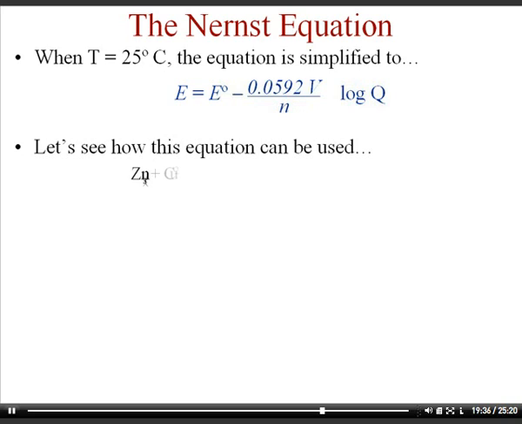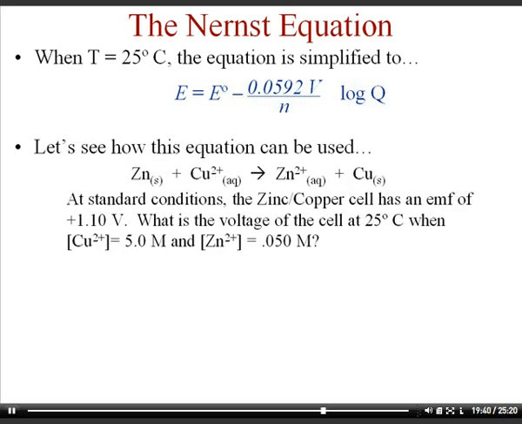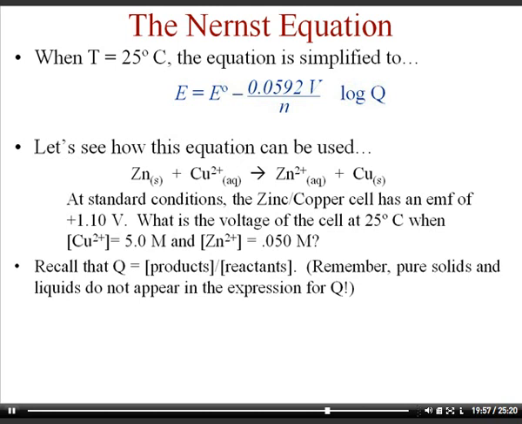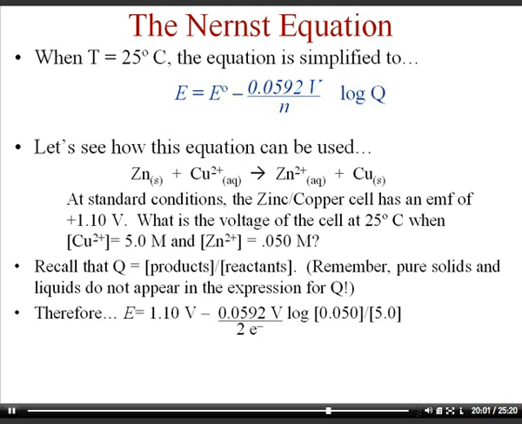So let's see how the equation can be used. Here's a zinc copper battery, and we usually know it's 1.1 volts, but if you're not at standard conditions, let's say the concentration of the copper ions is 5 molar and the zinc ion is only 0.05 molar, well, what's that going to do to the voltage? So we're going to do products divided by reactants, and we're going to see what happens.